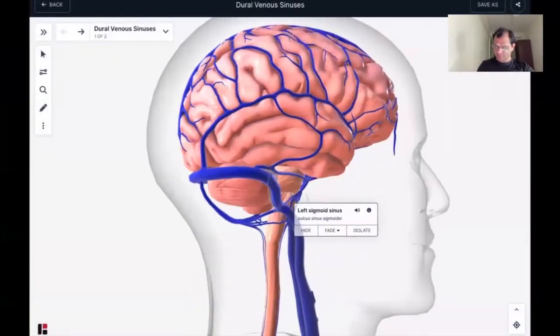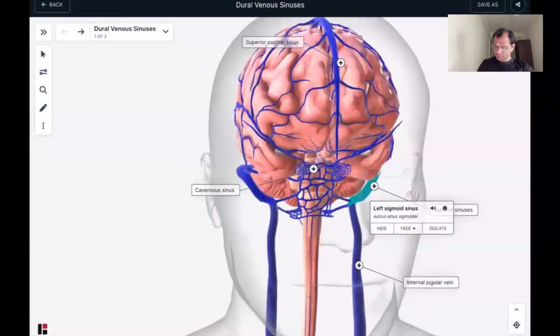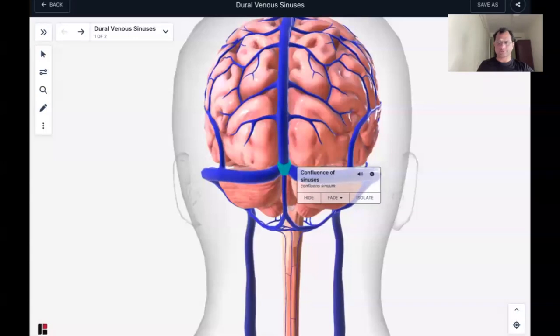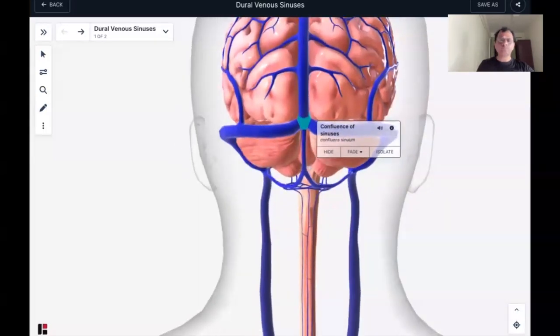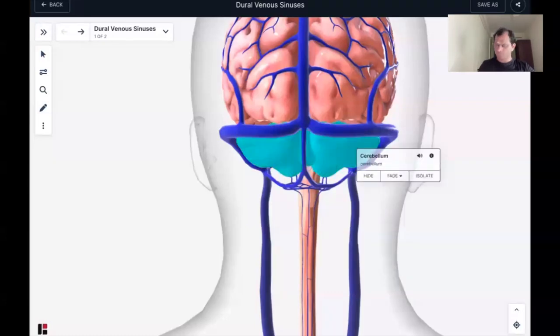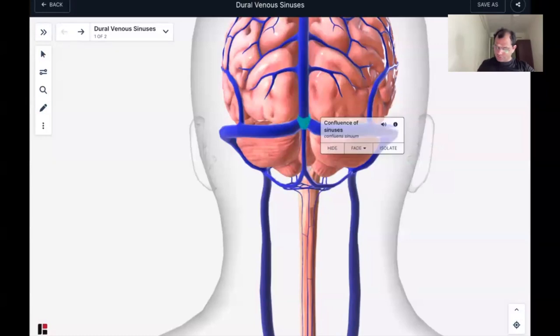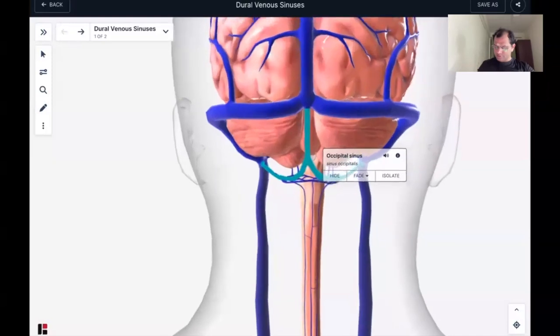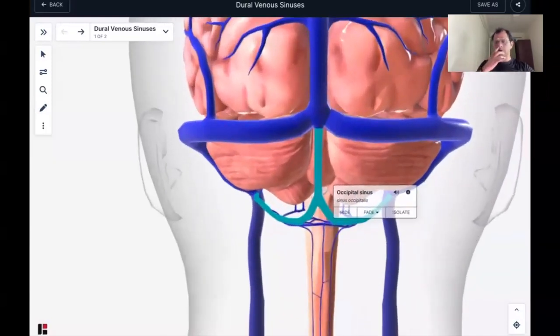Look at this brain. On the backside, we have the confluence of sinuses. At the level of the confluence of sinuses, you can see this is the back part of the brain, the cerebellum, the reptile brain or the old brain. From the confluence of sinuses, the vein supplying the cerebellum and this occipital part is called the occipital sinus. Okay, now we can see here.